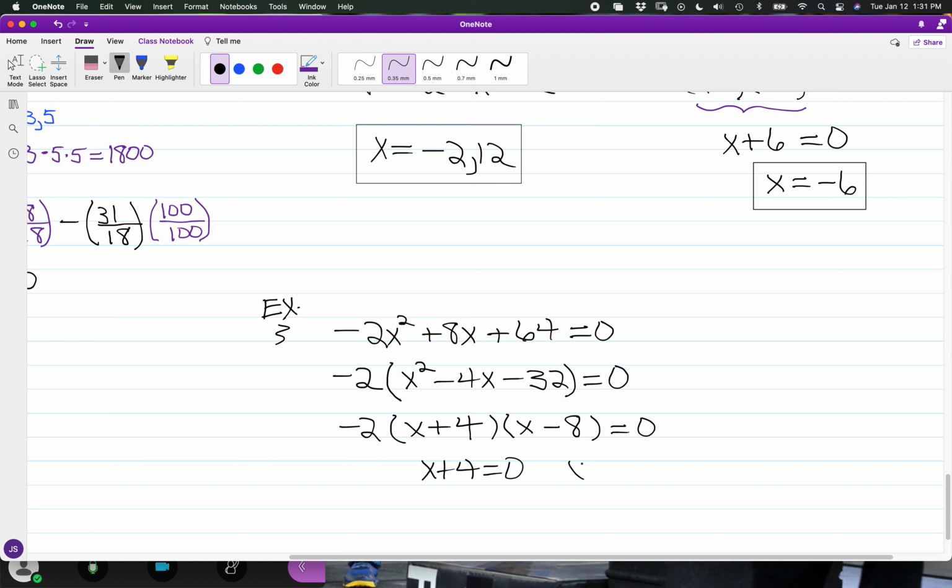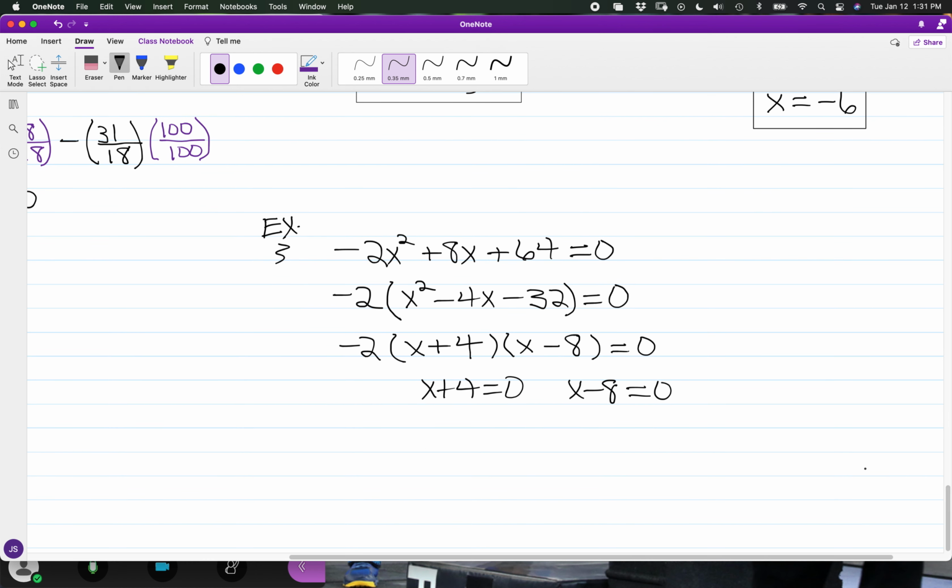So with the zero product property, we take our x factors, or expressions in x, and set them to 0. So for x plus 4 equal to 0, we have x is equal to negative 4. And with x minus 8 equal to 0, we have that x is equal to 8. And again, you can always go back and check.